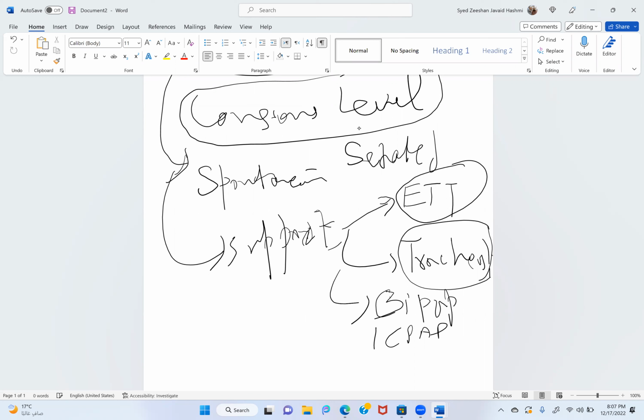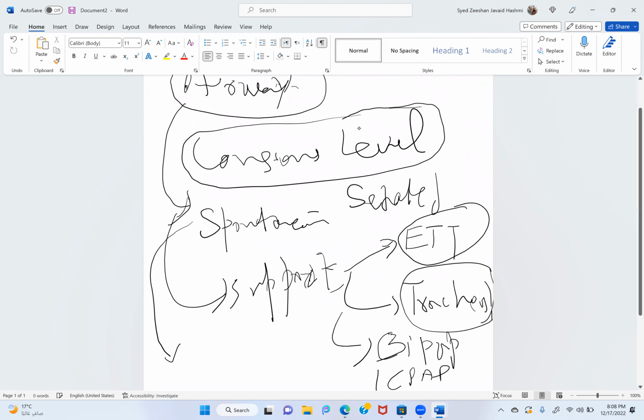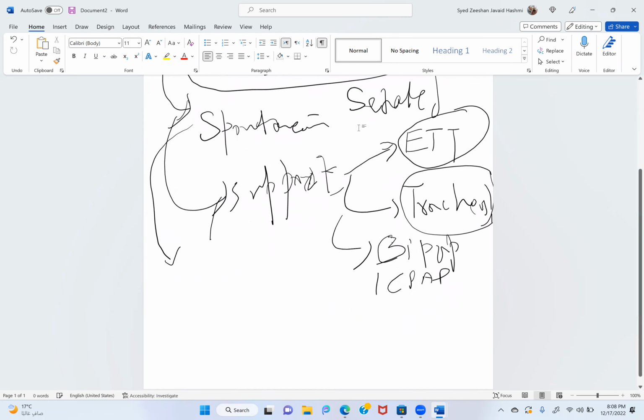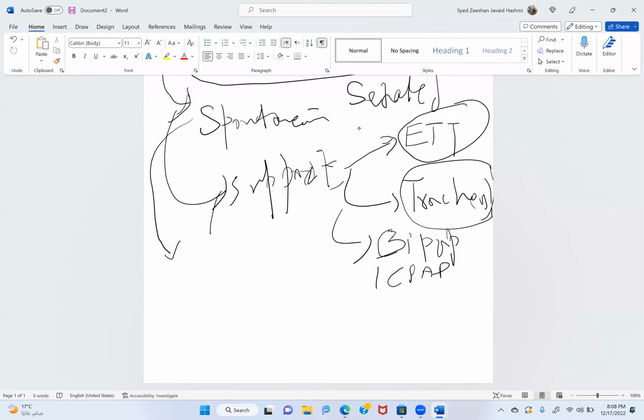If it is a spontaneous patient, of course it will be according to the FiO2. Please, whosoever is not speaking, I request you to mute the mic. This is a very irritating thing.